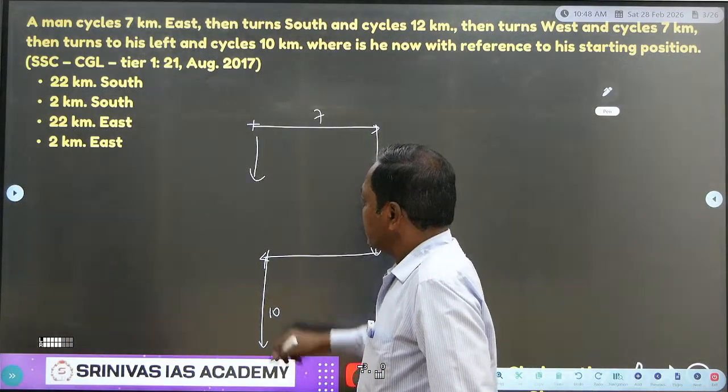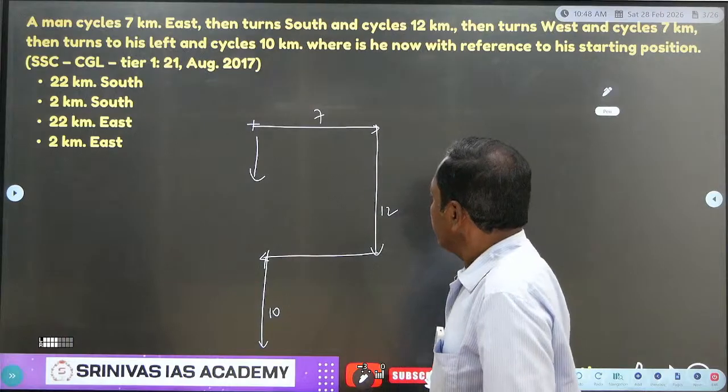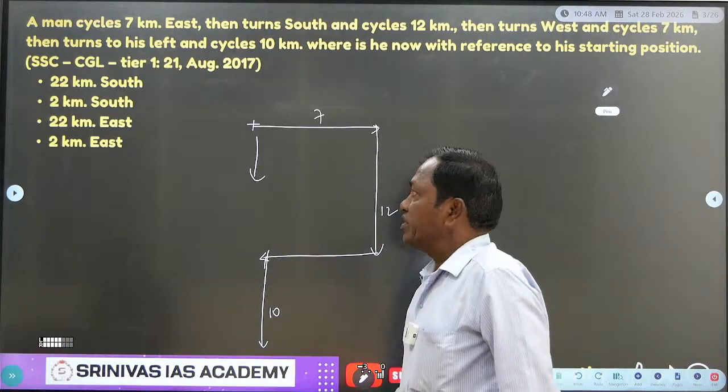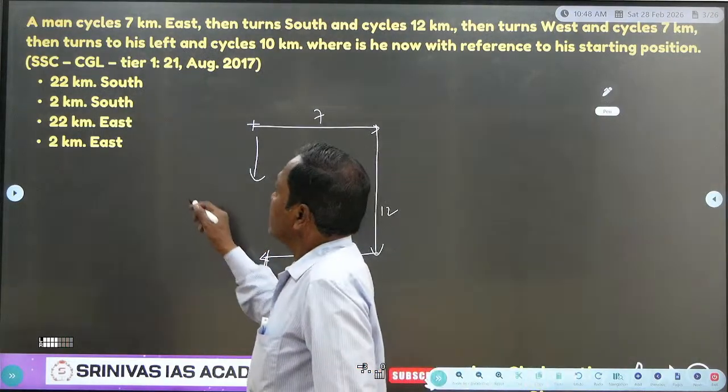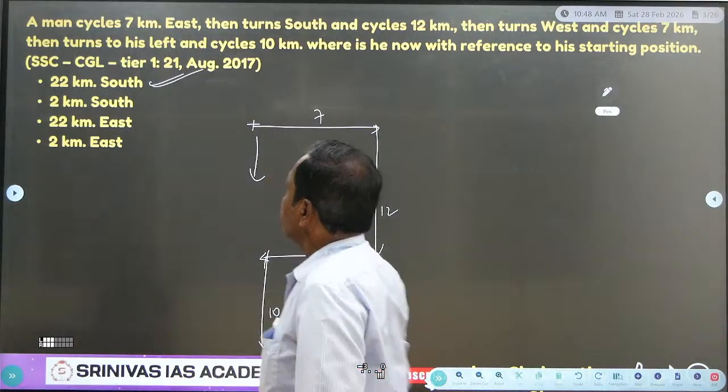In which direction? South. What is the distance you can take? 12 plus 10, 22. 22 kilometers south. That's right.